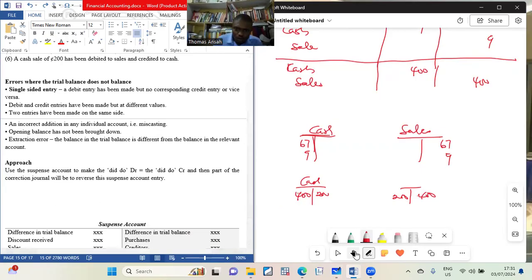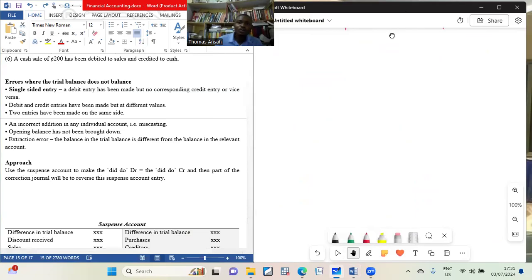So those ones too, you will see that of the double entry, only one is showing. You have to do the other part, and that one will be the introduction of the suspense account. So here, it's a single-sided entry. The debit side has been done, but no corresponding entry has been done, or vice versa. So when you correct one side, the other side will be the suspense.